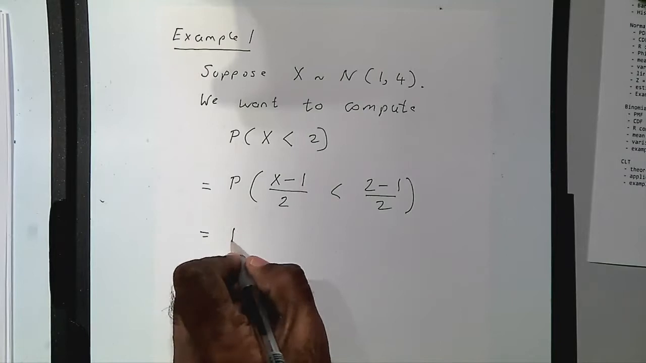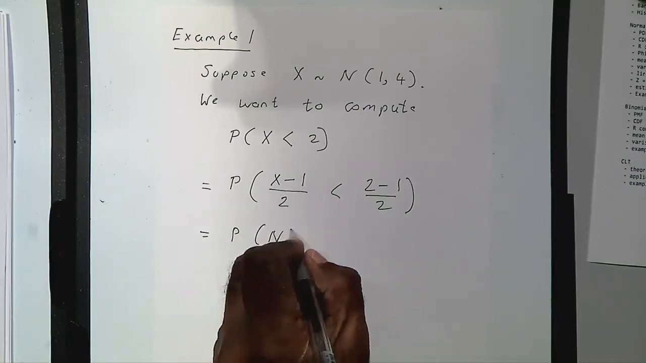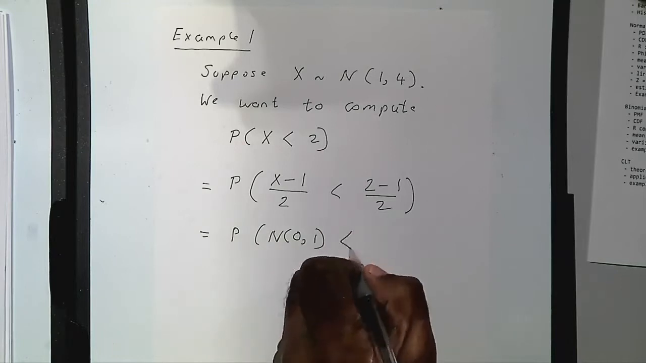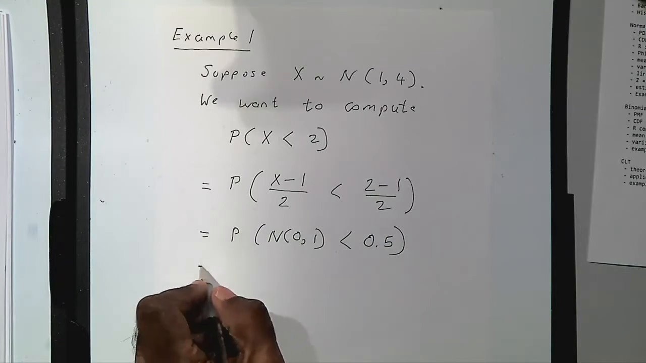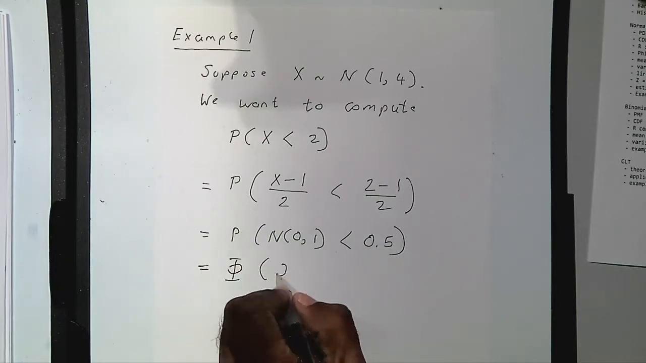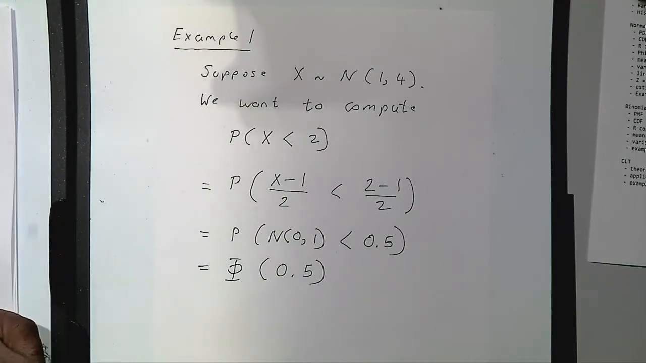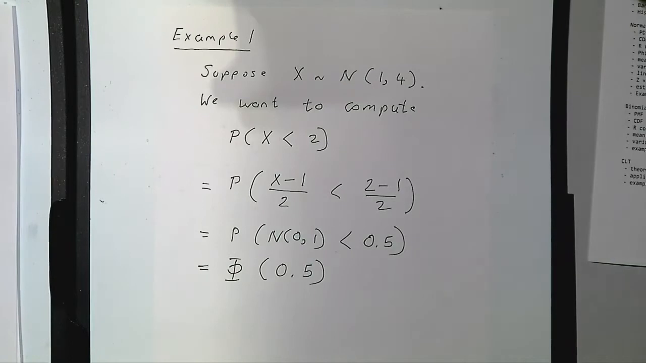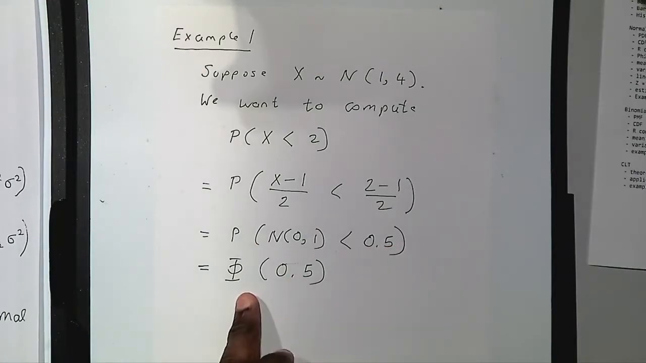Because of this property, this one will have the standard normal distribution, and this here is 0.5, and this is phi at 0.5. Remember, I told you ages ago, you should go back to the first couple of slides I showed you. Phi is the CDF of the standard normal distribution, right? So this probability here is simply phi at 0.5.